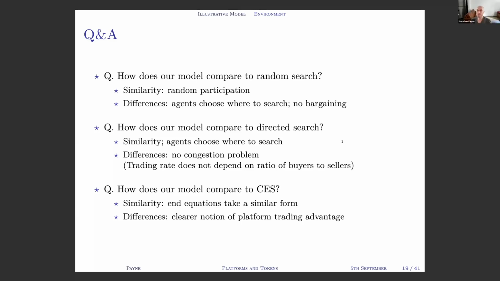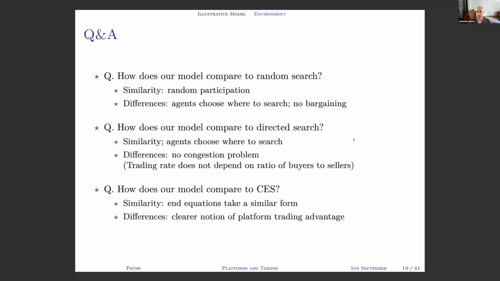I think on the search side, we could do random search. I guess the similarity is random participation. The difference is that I really want the agents to have some choice about where they want to go. So in that sense, it's more like a directed search model. And we're not interested in bargaining. There's no bargaining in this model.